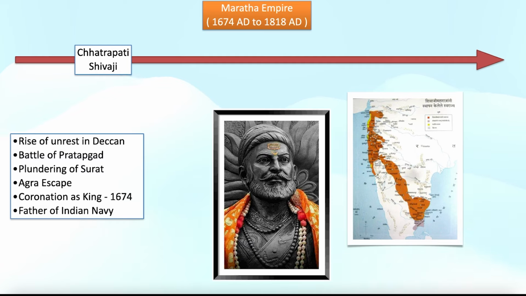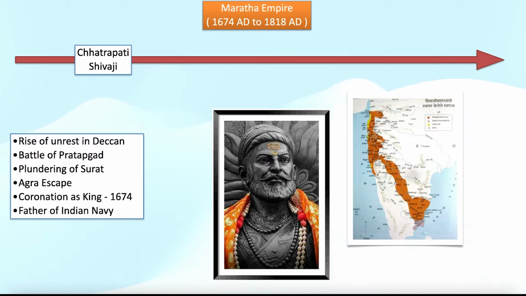During the period of Chhatrapati Shivaji, you can recall a few important events. He was the reason for the rise of unrest in the Deccan. The Battle of Pratapgarh happened. The plundering of Surat took place during his period. The Agra escape is an important event. Then the coronation. Chhatrapati Shivaji was coronated as king in 1674.